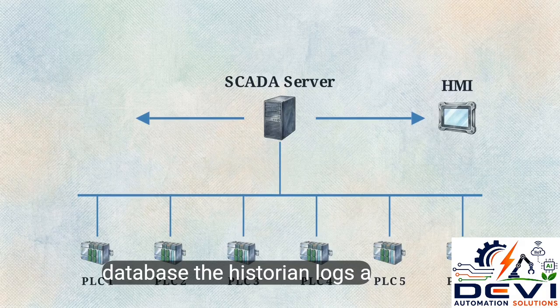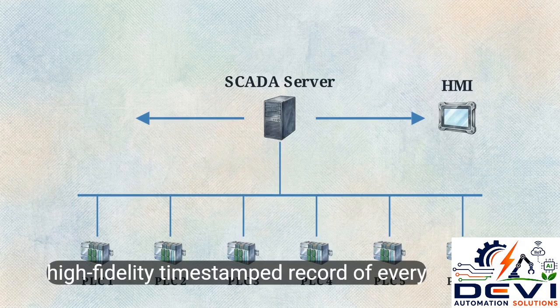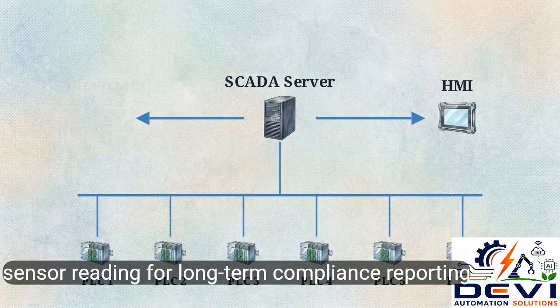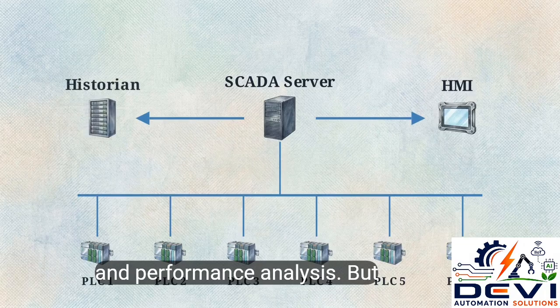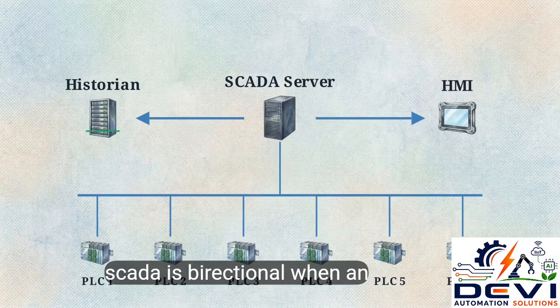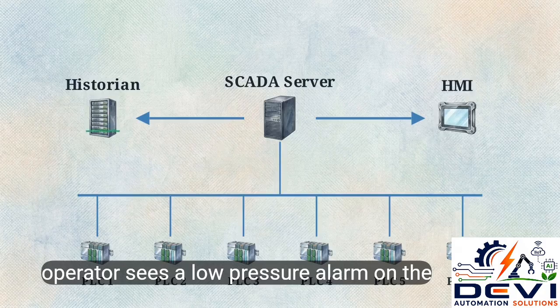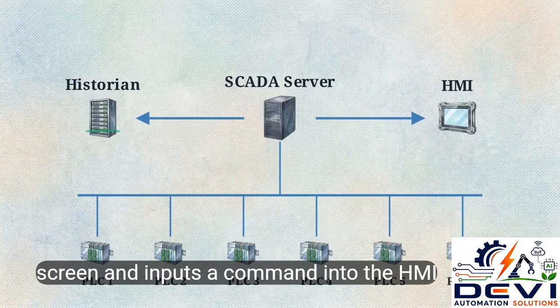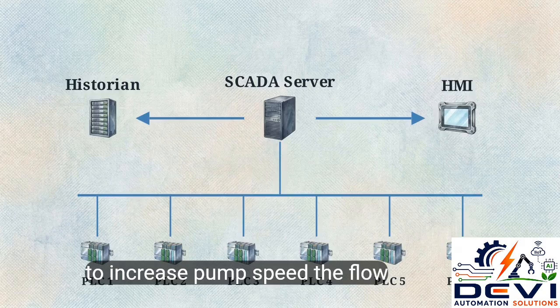The historian logs a high-fidelity, time-stamped record of every sensor reading for long-term compliance reporting and performance analysis. But SCADA is bidirectional. When an operator sees a low-pressure alarm on the screen and inputs a command into the HMI to increase pump speed, the flow reverses.